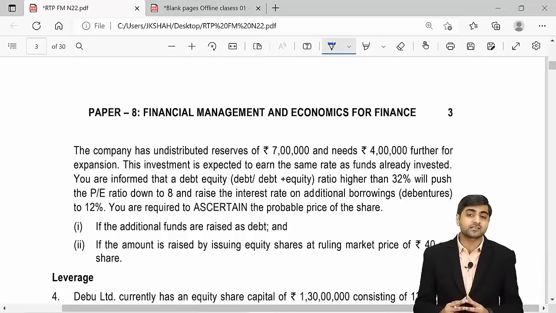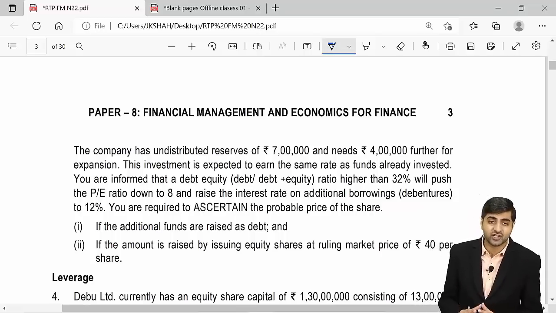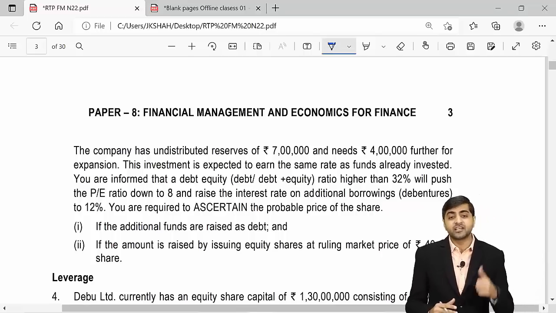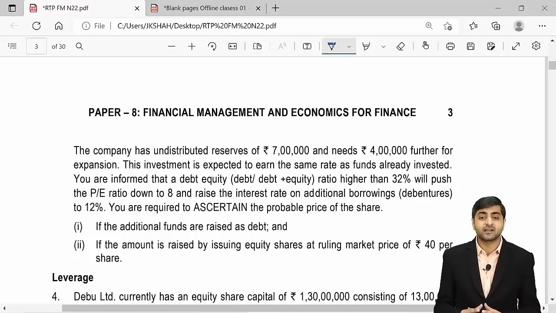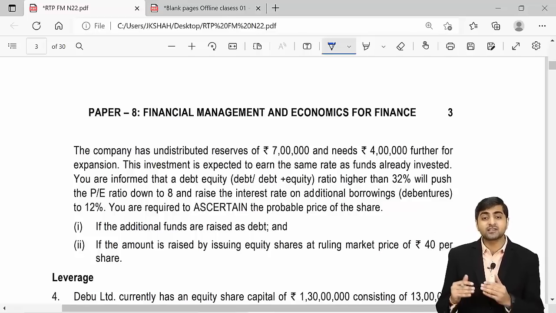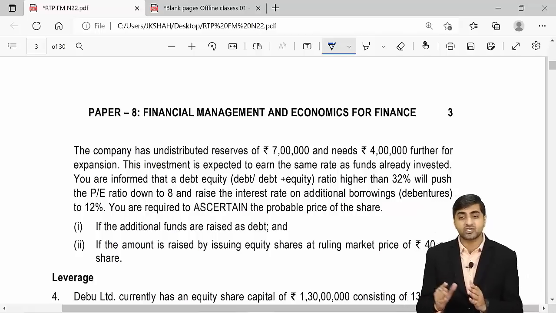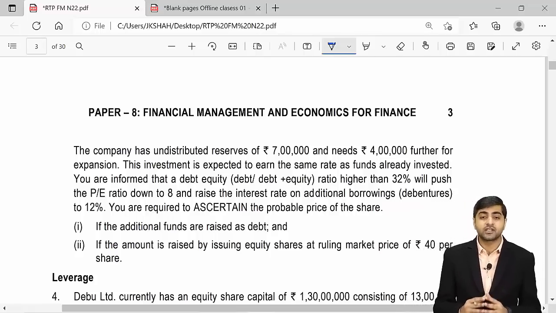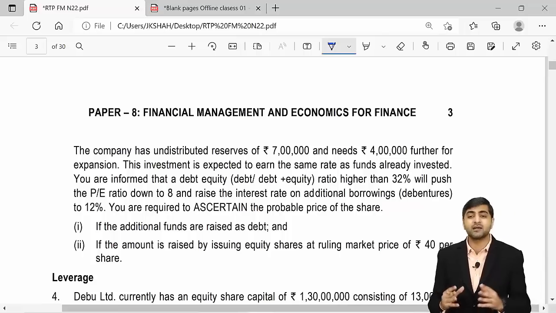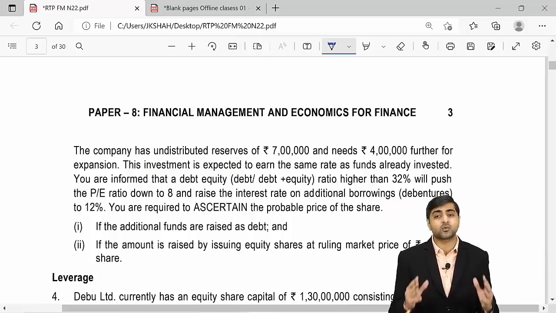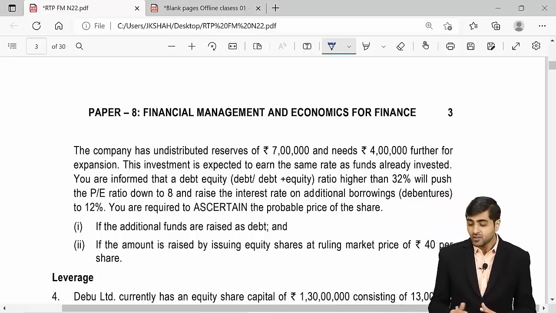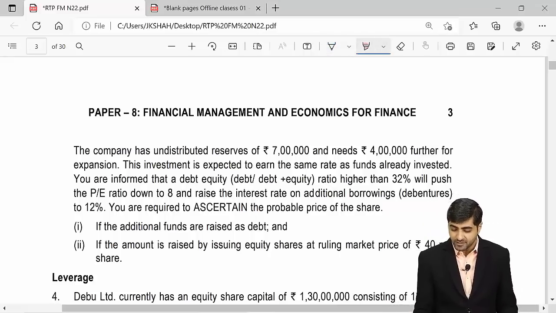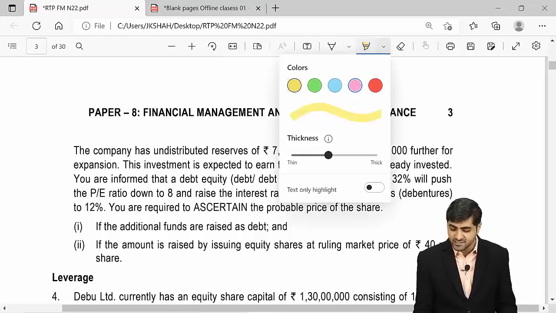You are required to ascertain the probable price of the share if additional funds are raised by way of debt, and if the amount is raised by issuing equity shares at the ruling market price of rupees 40 per share. So basically, my dear students, how do you recognize in the examination that it's a question on capital structure? When you read this particular statement, and what is that statement?